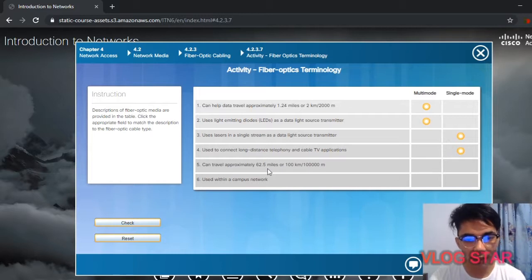Then can travel approximately 62.5 miles or 100 kilometers or 100,000 meters. As I've said, single mode goes much longer than multi-mode. Then used within a campus network. If it would be a single mode, it would be somewhat expensive. That's why campus networks only use multi-modes, because the radius doesn't go beyond a 1 kilometer radius or something like that. That's why it is a multi-mode.